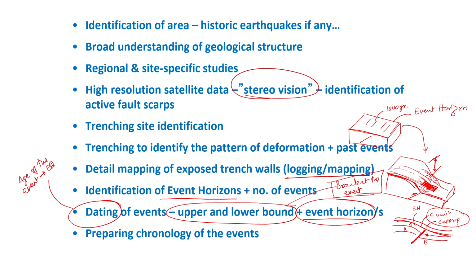And then after doing this for multiple events, if we come across them in the trench, we try to prepare the chronology of the events. Okay, so we know how many events have occurred and when those events have occurred. We also try to calculate the slip rate, because whenever there is a movement, there will be slip along the fault. Okay, so what was the slip during individual events, or the single event, we can say. So that also you can identify using this paleoseismic data.